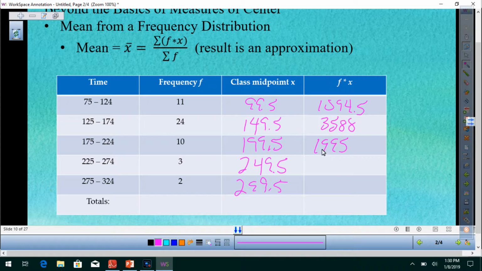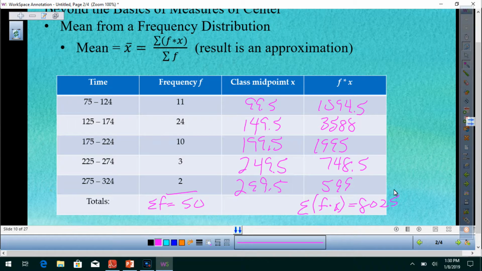1995, the year I was born. And then 3 times 249.5 is 748.5. And then 2 times 299.5 would be 599. Now we've got to add up this column, the sum of the frequency, and that is 50. Then we add up this column, the sum of the frequency times x, and if you add all these up, that's 8,025.